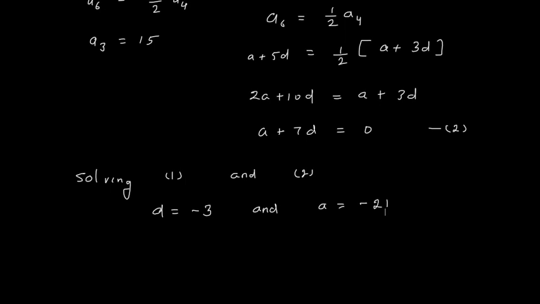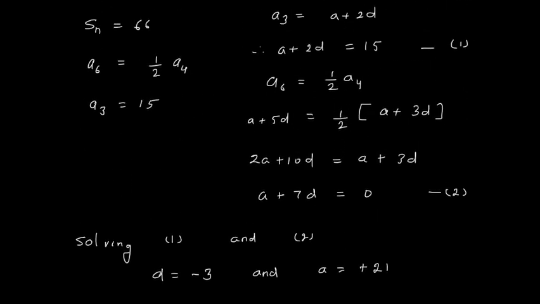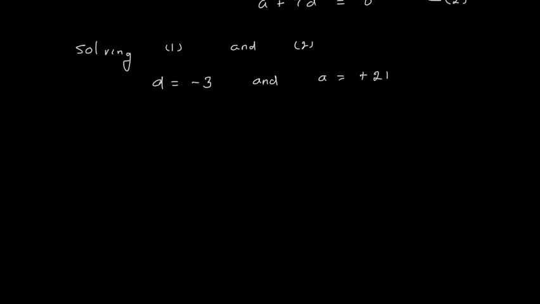Value of D is minus 3. So it is plus 21. A is plus 21, not minus 21. So A is positive and D is negative. Now Sn is given 66. Now we will apply the formula for Sn.